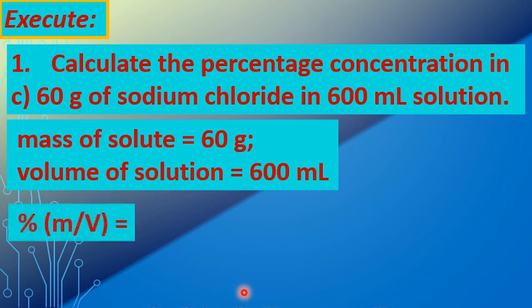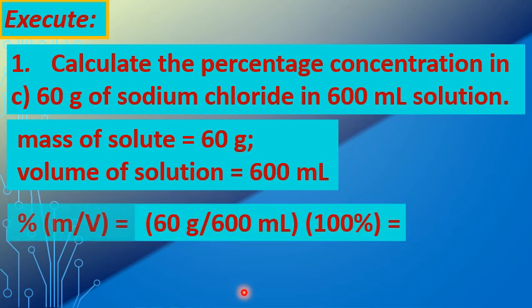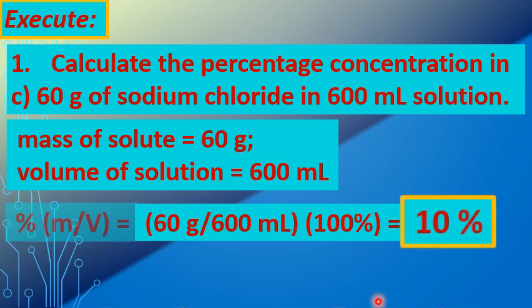So we just divide the mass of the solute, which is 60 grams, by the volume of the solution, 600 milliliters, and their quotient to be multiplied by 100%. So we get the answer equal to 10%, which represents the percentage concentration in 60 gram of sodium chloride dissolved in 600 milliliter of the solution.